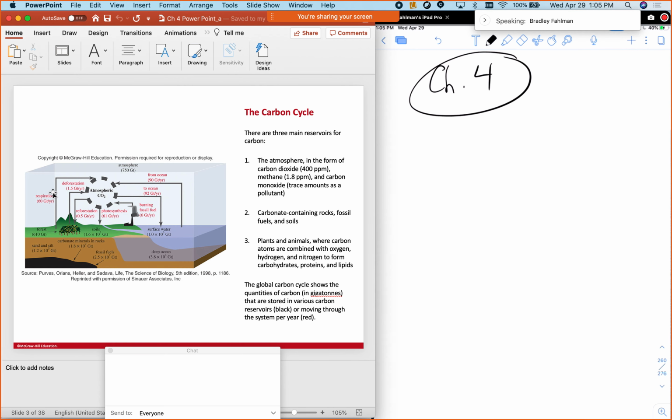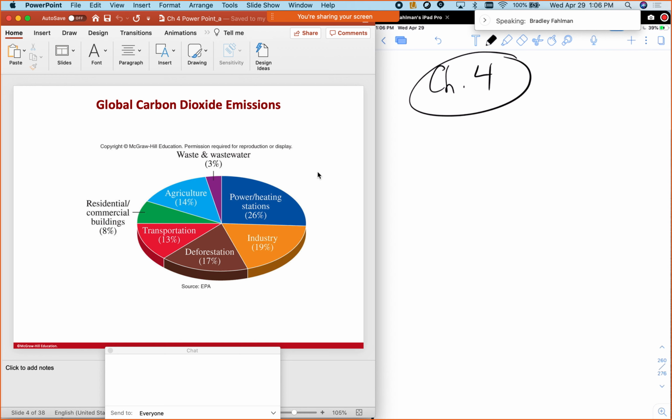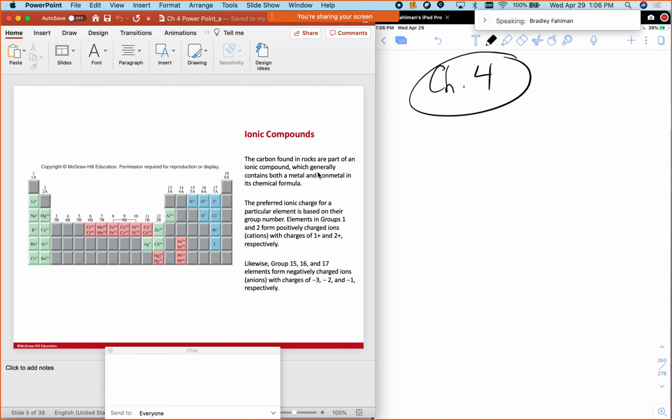or respiration, for instance, versus photosynthesis, the process of respiration. So just not memorizing it per se. I'm not going to have you draw this, but be prepared for a multiple choice question related to this carbon cycle. Okay. Knowing these numbers is probably not that important for the exam.